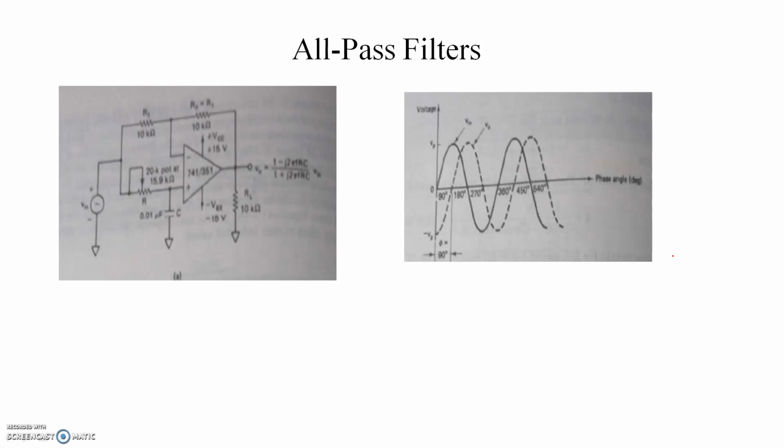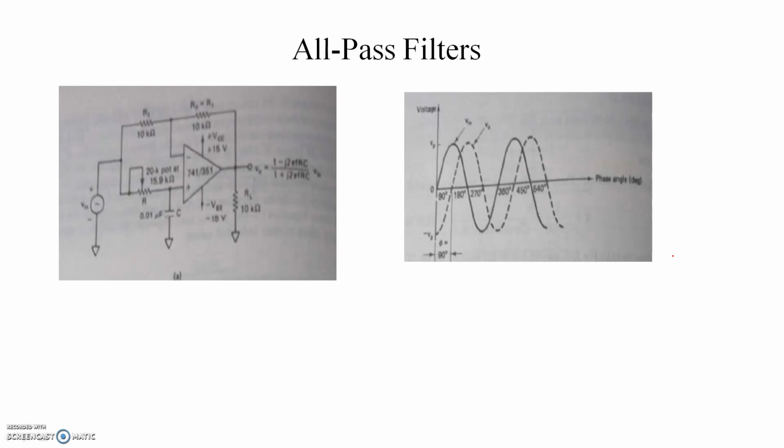When signals are transmitted over transmission lines, such as telephone wires, they undergo change in phase. In order to compensate for such phase changes, all-pass filters are required. The all-pass filters are also known as delay equalizers or phase correctors. The circuit diagram of an all-pass filter is shown in the figure.